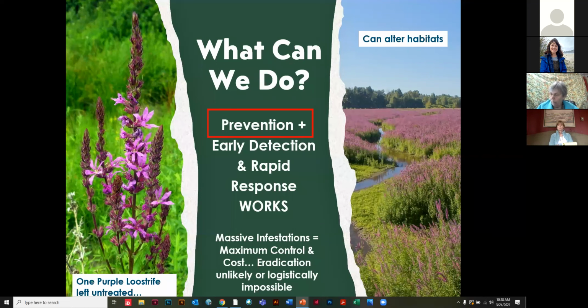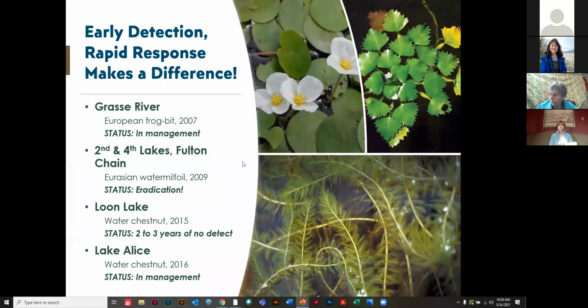So the work that APIP has been doing over the past 20 years really, really works. And the work that you all do, even joining a workshop like this, really works as well. We have success stories from early detection, rapid response. I know I've given you all a lot of bad news. I'm a total bummer, but we have success stories from training citizen scientists to go out and look for aquatic invasive species before they proliferate in numbers.